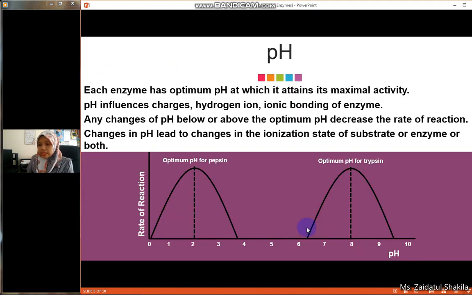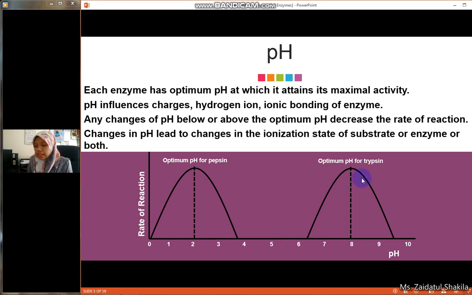Factor number 1 is pH. Each enzyme has an optimum pH at which it attains its maximal activity. Look at the diagrams. The optimum pH for pepsin is approximately 2, while the optimum pH for trypsin is approximately 8. If you have too high or too low a pH condition, the enzyme will denature and fewer enzyme-substrate complexes form.